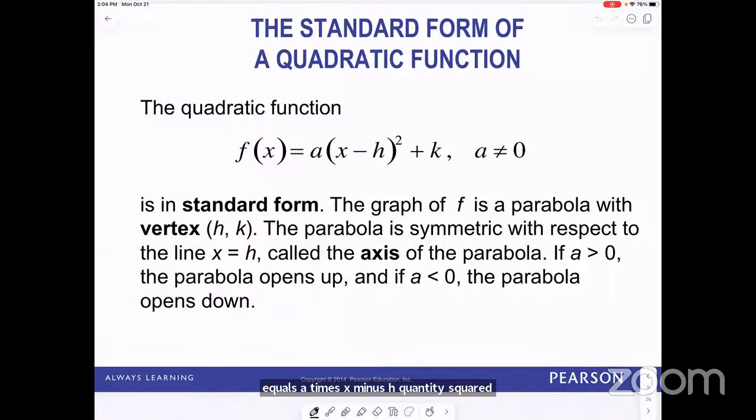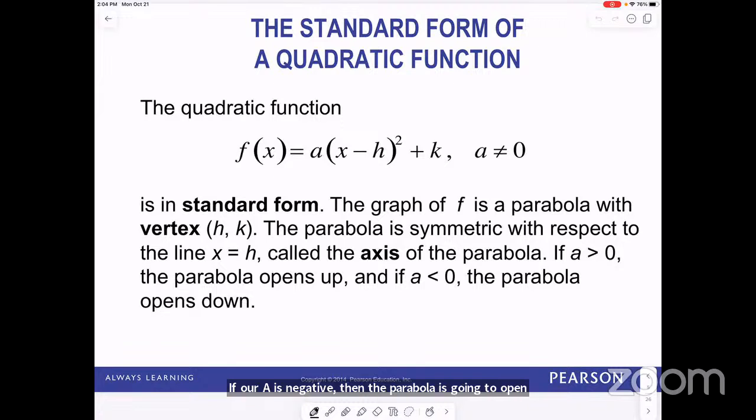The graph of f is going to be a parabola with the vertex h comma k. The parabola is symmetric with respect to the line x equals h. This is called the axis of the parabola. You may also hear me refer to it as the axis of symmetry. If our a is positive, which is our leading coefficient, then the parabola is going to open upward. If our a is negative, then the parabola is going to open downward.